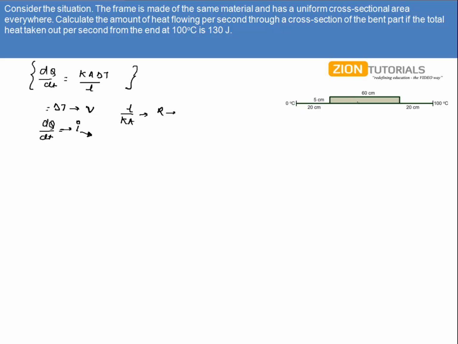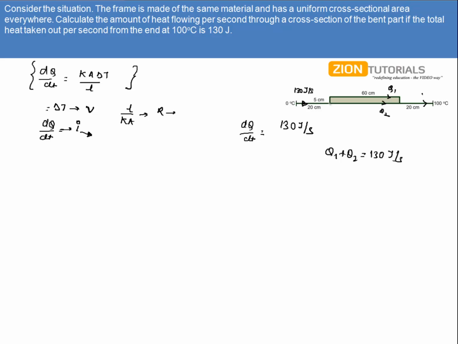I have a situation like this. Now it is given that heat taken out per second from the end at 100 degrees is 130 joule. So the thermal current at 100 degrees is given to me as 130 joules per second. Now similarly, if this is the thermal current going over here, some part will be coming from here, let's say Q1, some part will be coming from here, let's say Q2, and Q1 plus Q2 will be equal to 130 joules per second, and over here it will also be 130 joules per second, just like the current electricity.